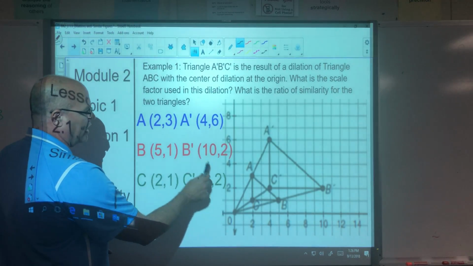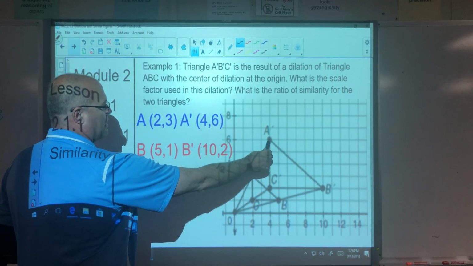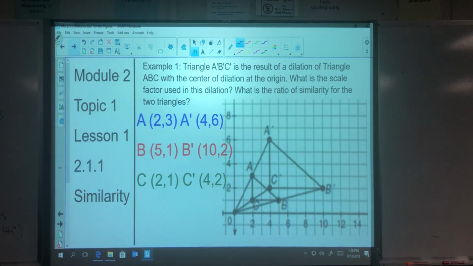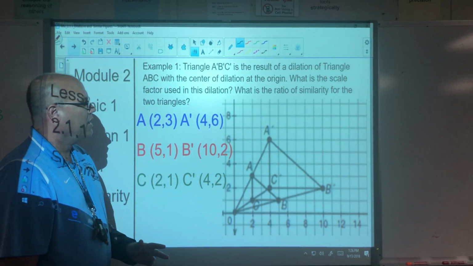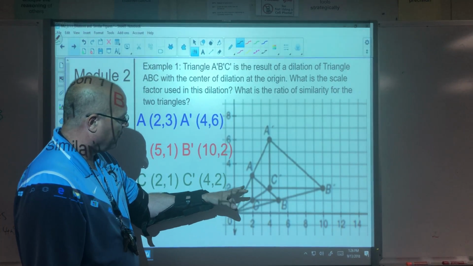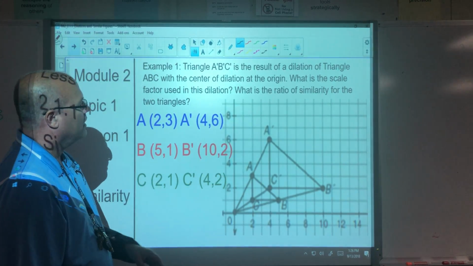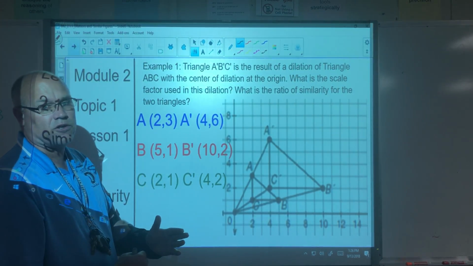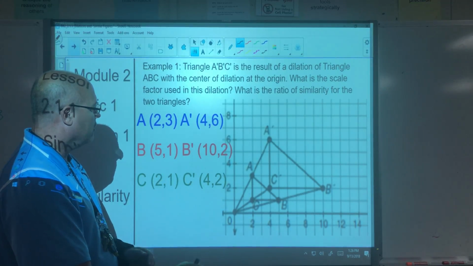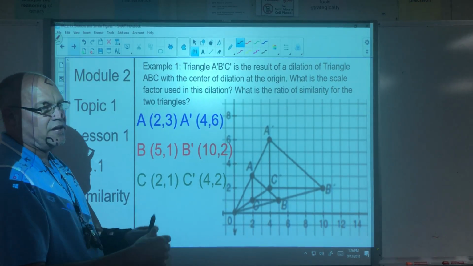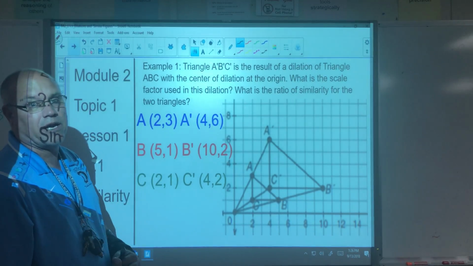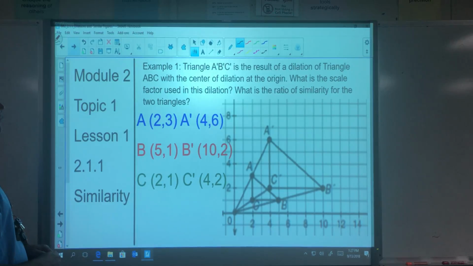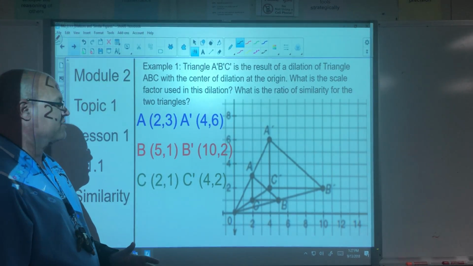So if I multiply 2, 3, right here, I end up getting 4, 6, and so on. It builds our new triangle. So that's our scale factor. Our ratio of similarity is going to be between the two triangles, ABC and A'B'C'. And the ratio of similarity could either be done as small over large or large over small. You could also do it as the original image over the new image or the new image over the original. So either way, they can be done for ratio of similarity. The key is you've got to be consistent.